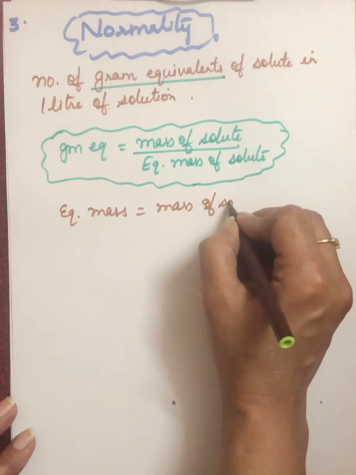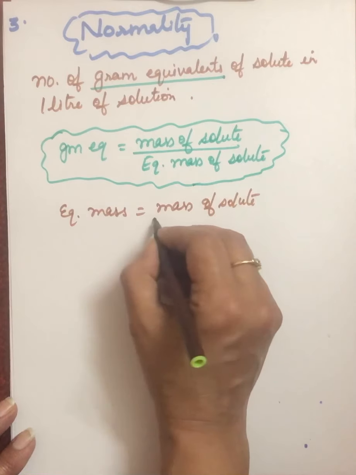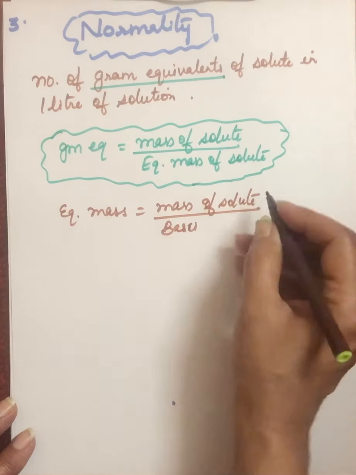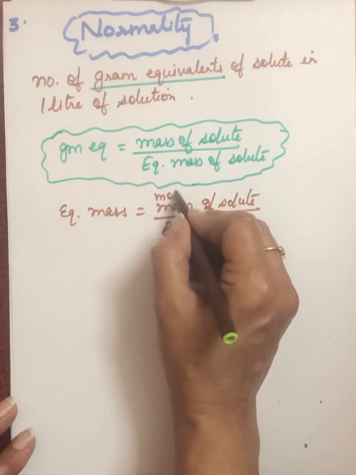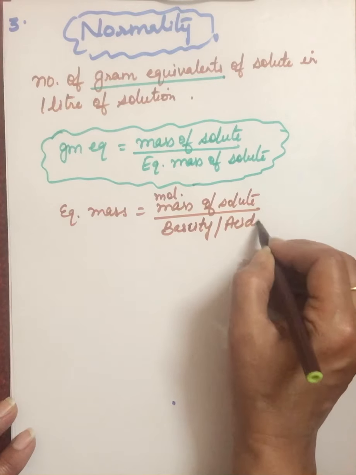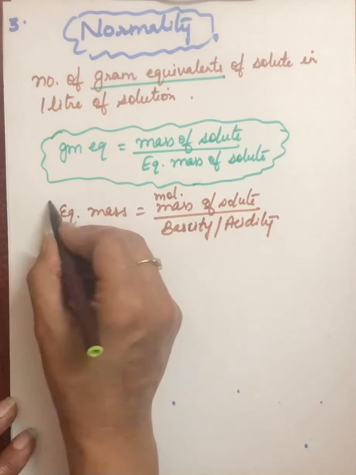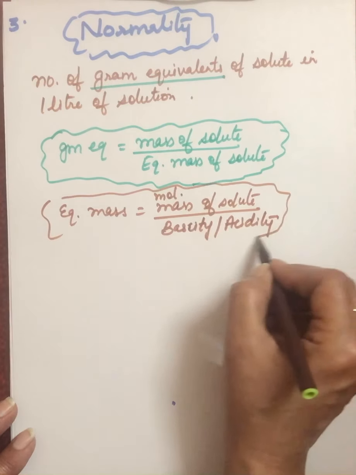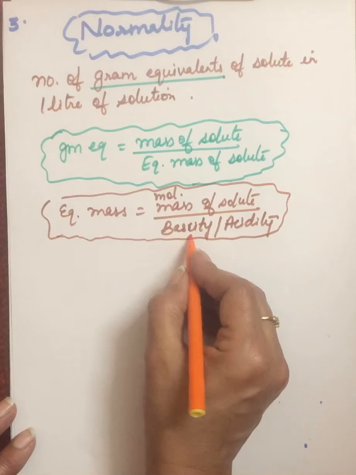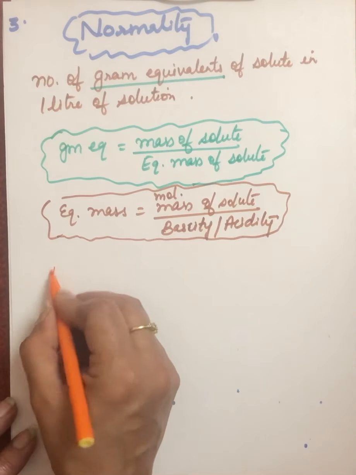mass of solute upon basicity, that mass of solute is the molecular mass of solute, upon basicity or acidity. Equivalent mass is equal to molar mass upon basicity or acidity. But now one more problem we have. What is basicity and what is acidity?